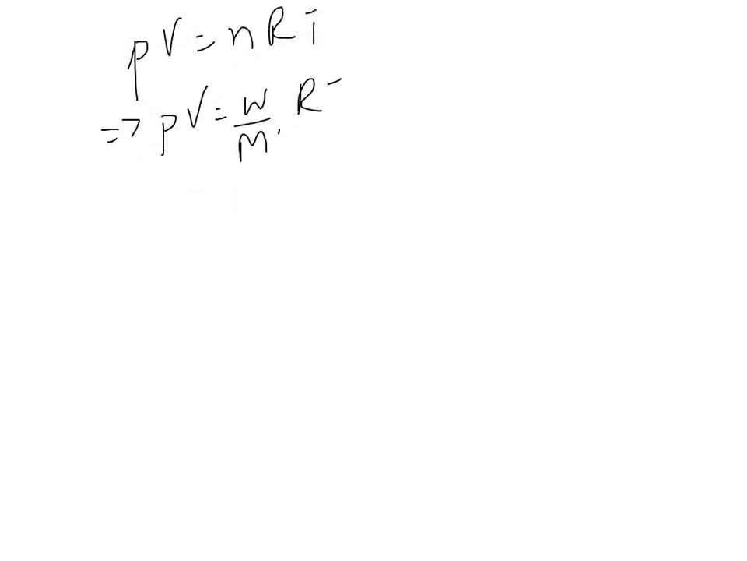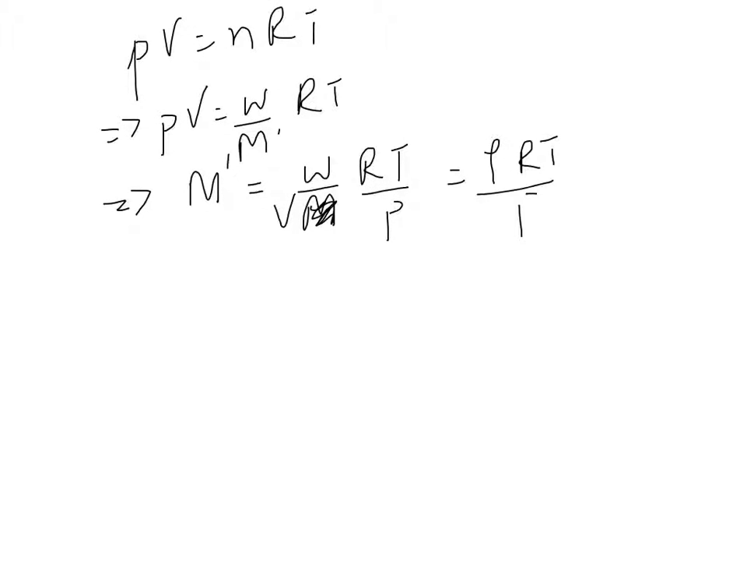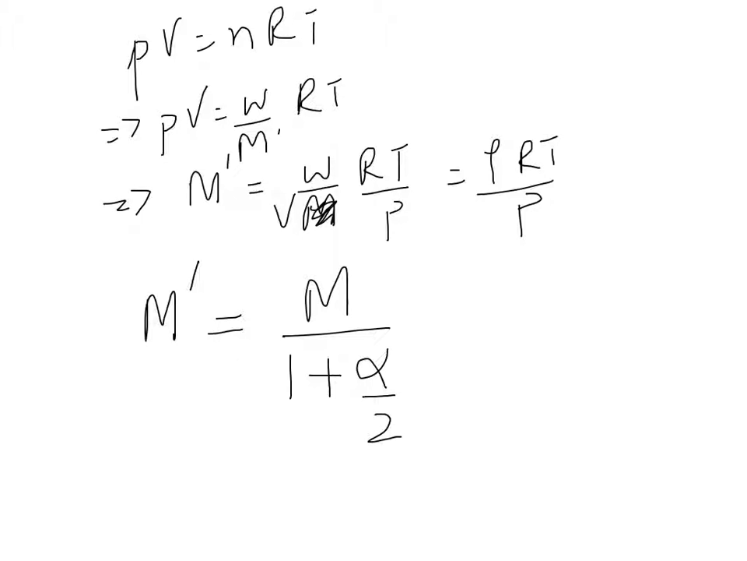So now again to repeat, PV equals nRT implies PV equals W by M prime RT implies M prime equals W by V times RT by P, which is equal to rho RT by P. Also M prime, the apparent molar mass at equilibrium, is equal to what you start with, that's 1 mole of SO3, divided by the total number of moles that's left over at equilibrium, that's 1 plus alpha by 2.